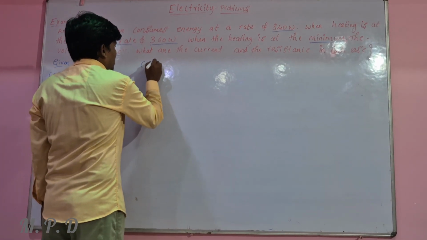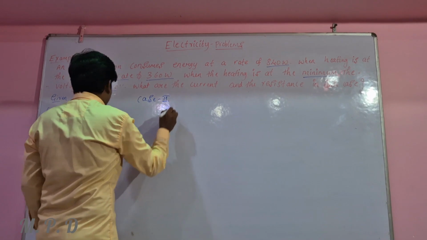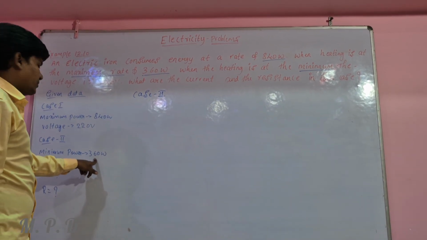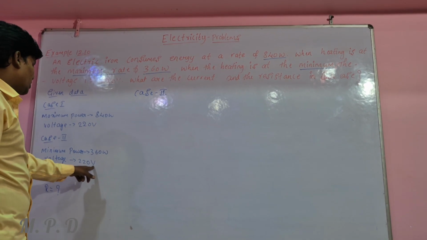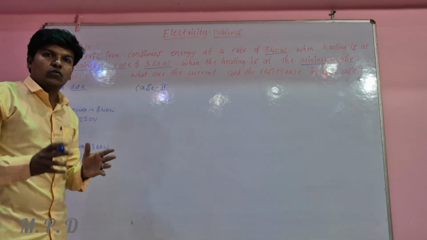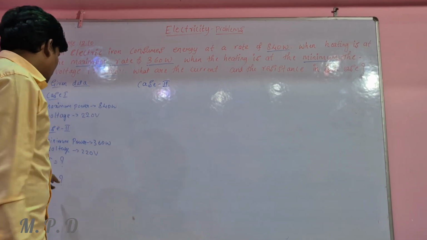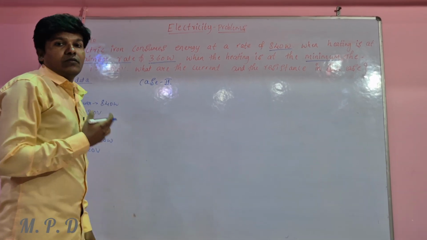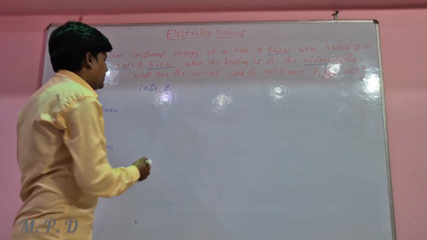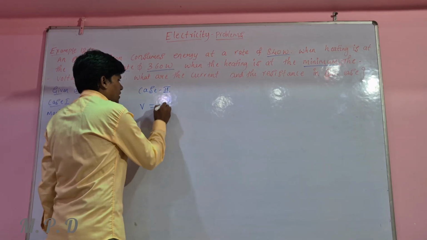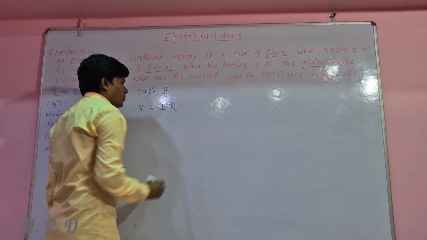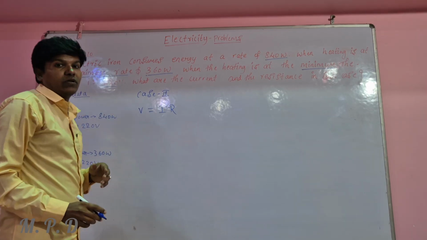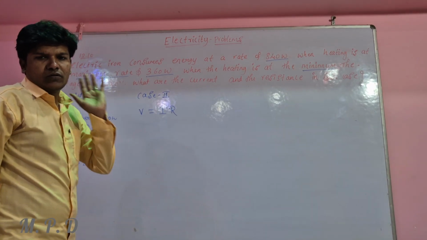And we have to solve now case 2. In case 2, we have the minimum power 360 watt and the voltage is 220 volt. In this case also we have to find out the current as well as the resistance. First we have to find out the current. We know the formula, V is equal to I R. The formula we know about that. But we don't have this much.